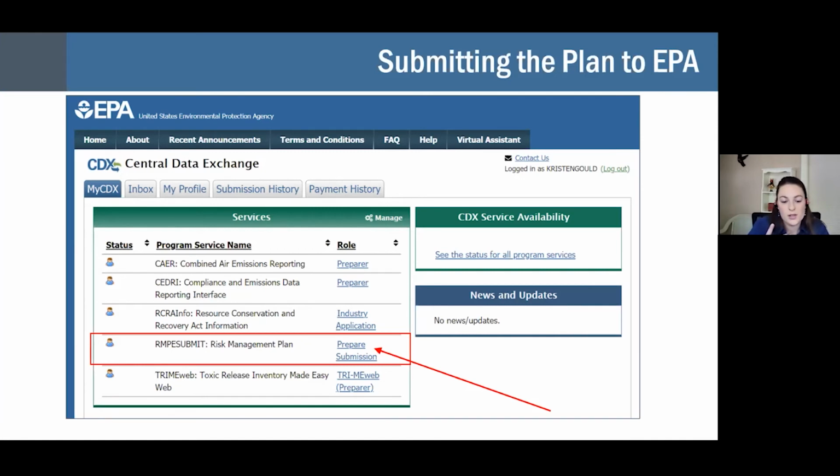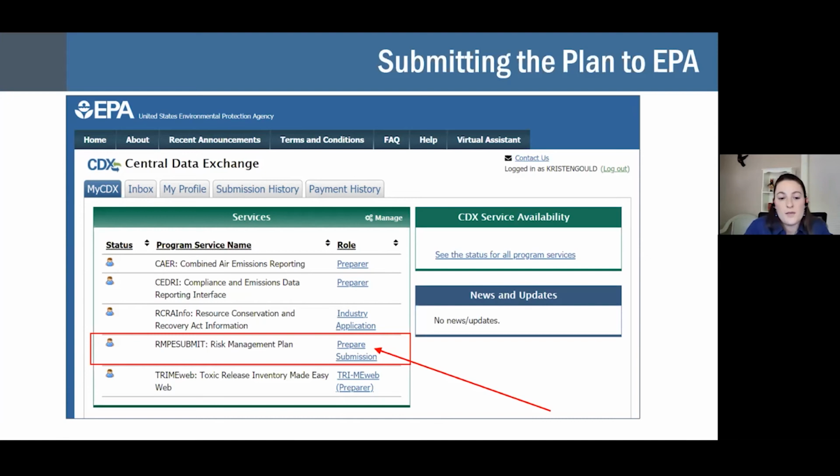There are 2 roles under RMP eSubmit, the preparer and the certifier. The certifier would be your certifying official, and the preparer would be someone who has access to the facility information to put together the submittal. You make 1 RMP plan submission for each facility that includes all covered processes. So if you have 3 RMP covered processes, that's fine. You'll add all of that information as you build your submittal.